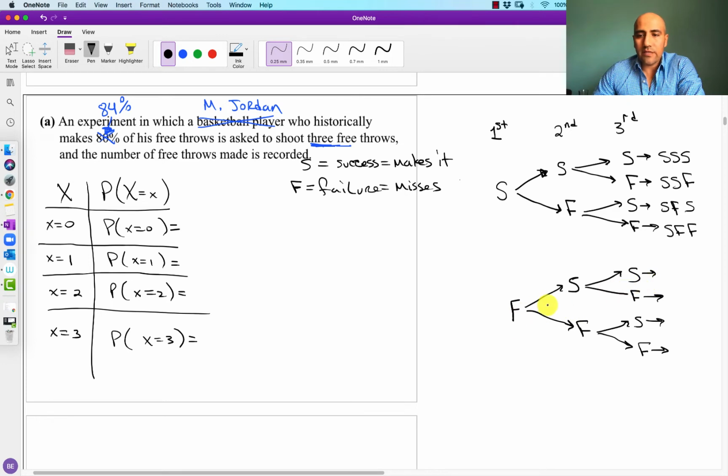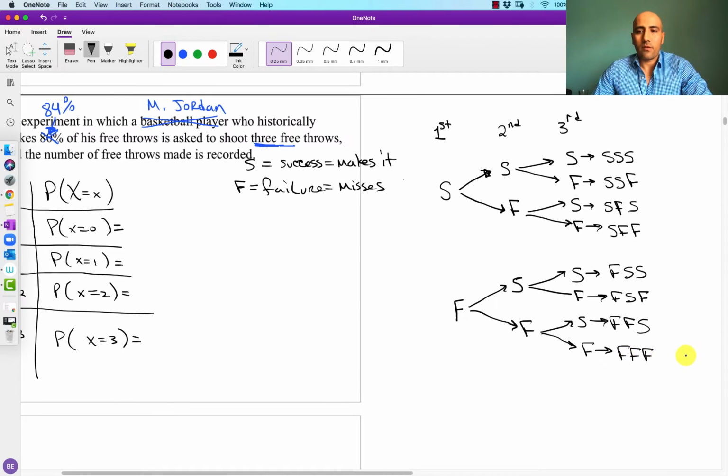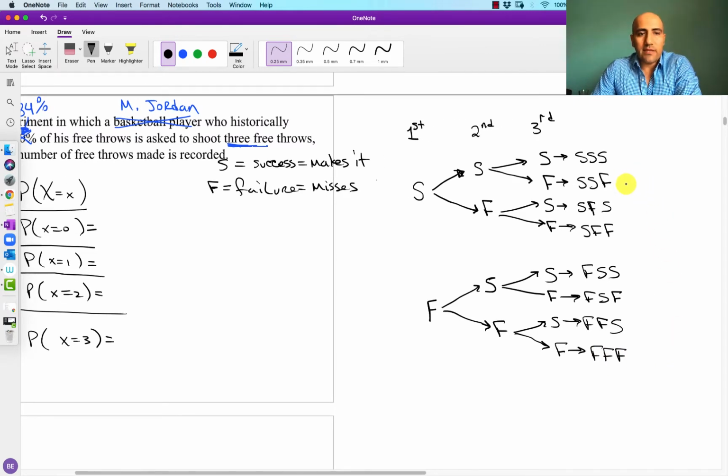Then following over here, these are the cases where we start off with a fail. So he fails the first one, then he makes the second, makes the third one. So this is F, S, S. This is F, S, F. This is F, F, S. And then finally we have F, F, F. Okay, so we see that there are 1, 2, 3, 4, 5, 6, 7, 8 possible outcomes. 8 possible outcomes.